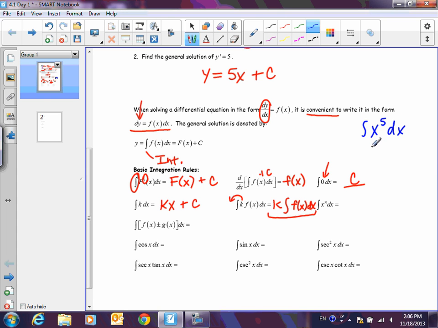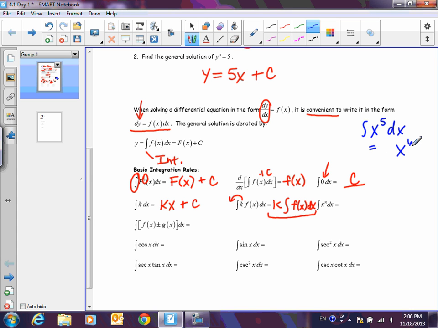All right, so think about when you take a derivative. You take the power, you multiply it by the coefficient, and what happens to the power? It goes down by 1. So when we do the opposite, what happens to the power? It goes up by 1. All right? So if I was integrating x to the fifth, it would become something x to the sixth.